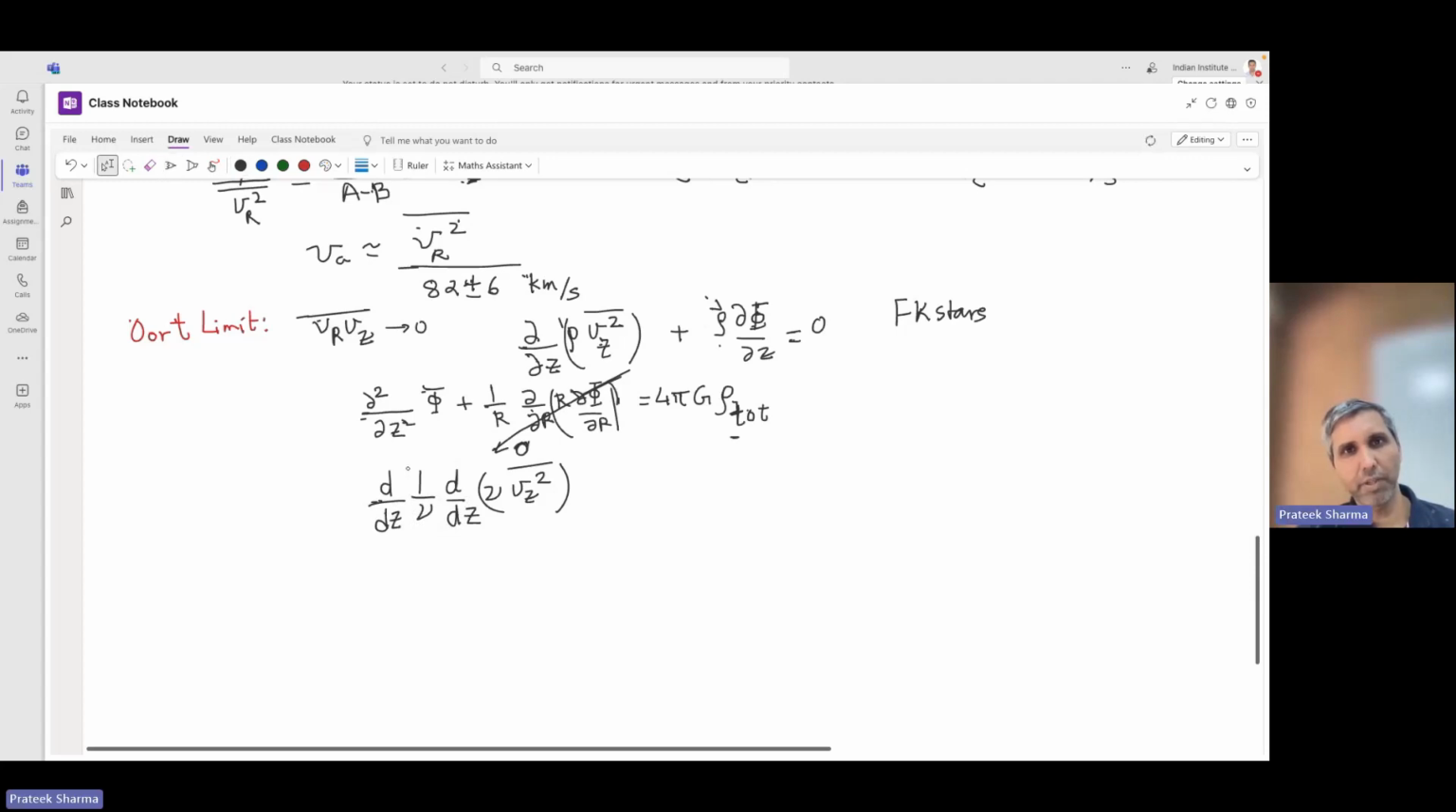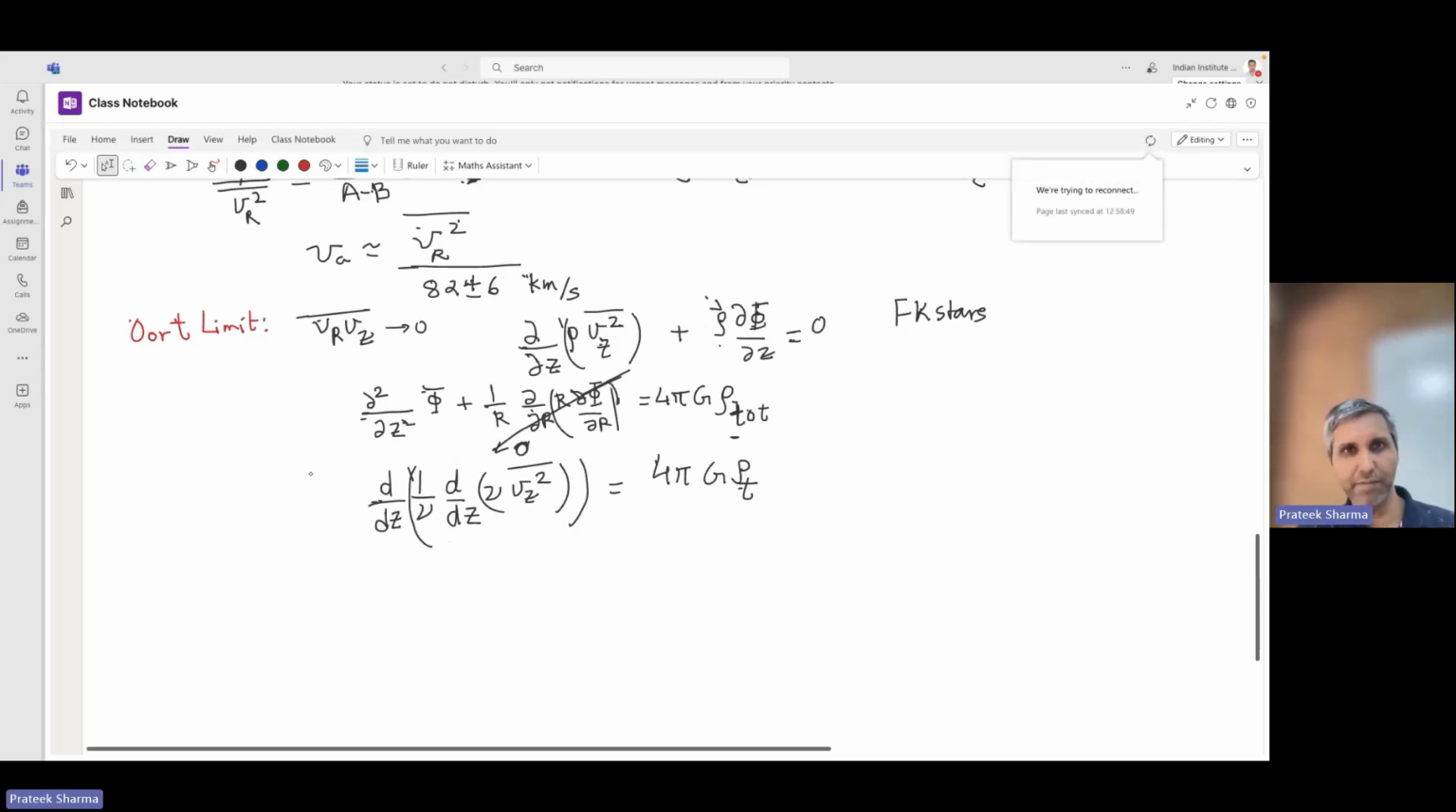This first term in the Poisson equation is equal to 4 pi G rho total. You see these are measurable quantities: Vz squared, number density of stars, and so on. But if you have a noisy measurable quantity and you take a second derivative of it, it's not a good idea, right? The derivative enhances all these errors.